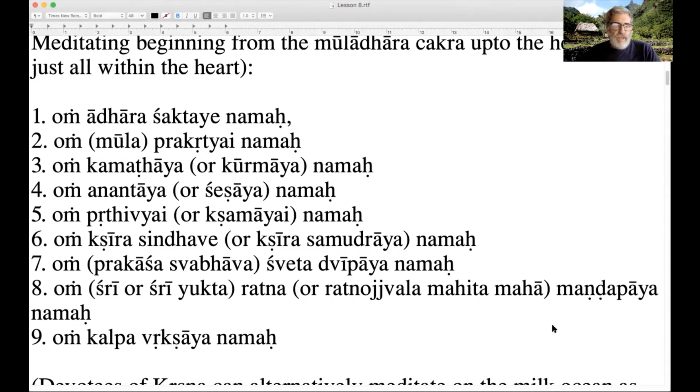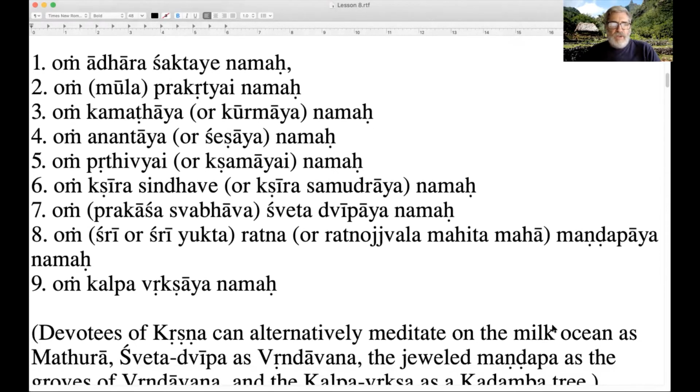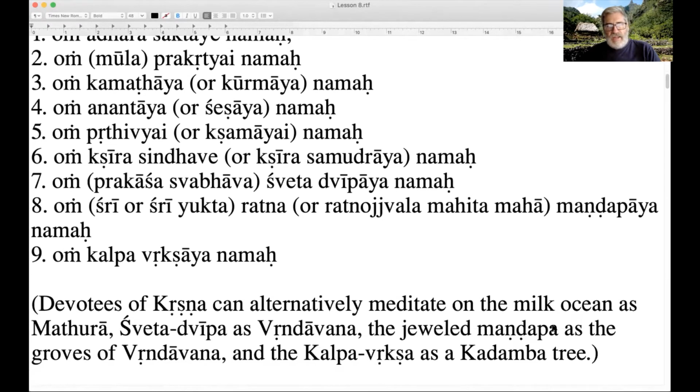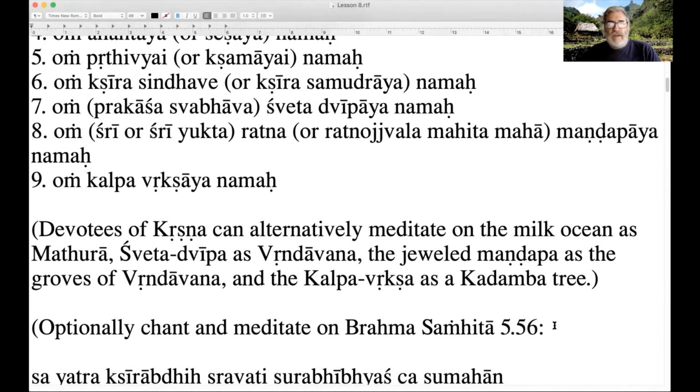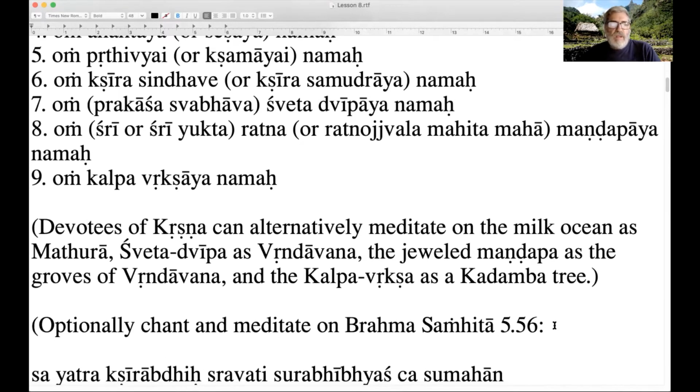Svetadvipaya Namaha. Om Shri Yukta, or Shri Ratna, or Ratnojvala Mahita Maha Mandapaya Namaha, for the jeweled mandapa, right? And Om Kalpa Vrikshaya Namaha, for the Kadamba tree in Vrindavan, or the desire tree in Vaikuntha, the Svetadvipa.